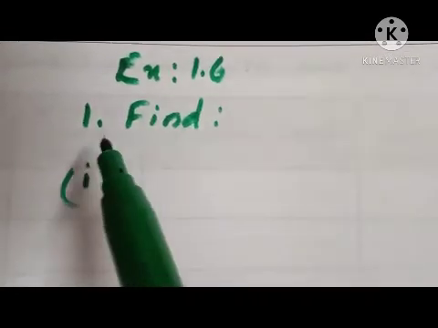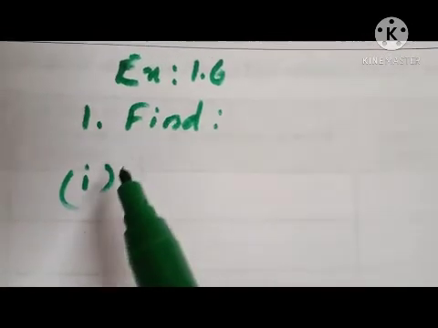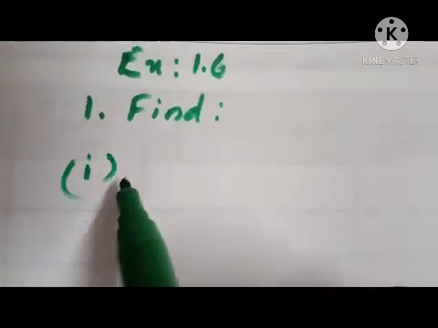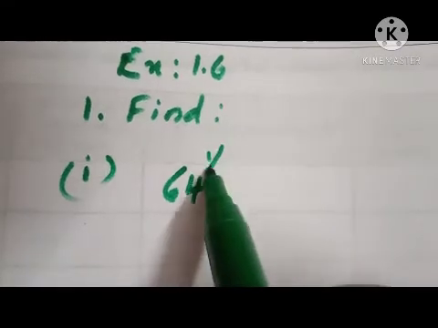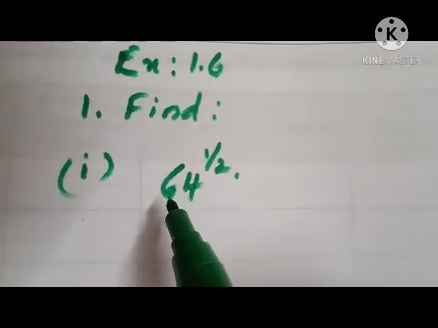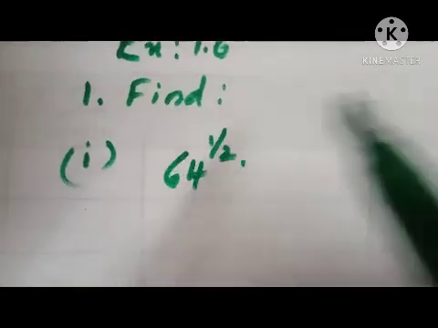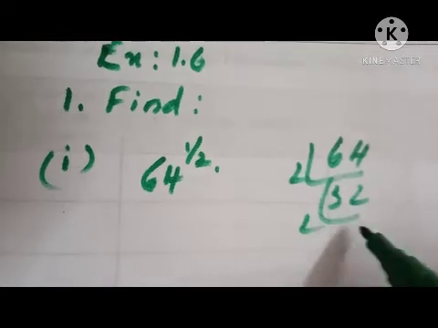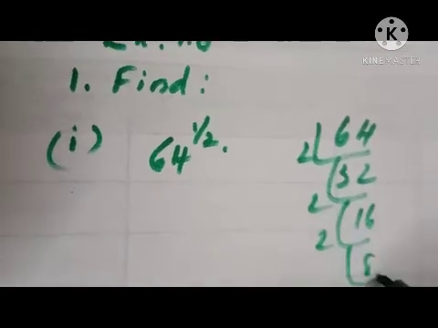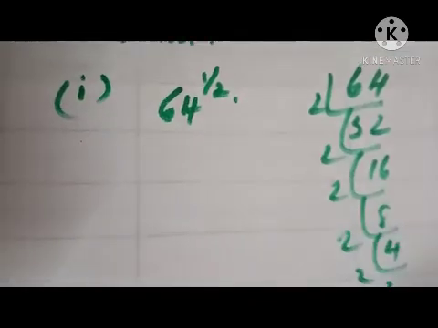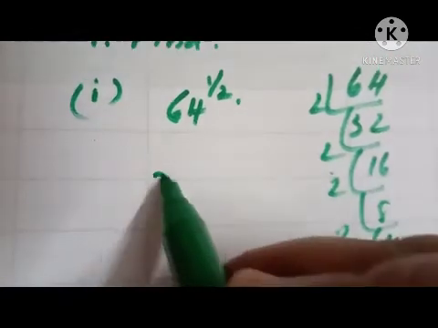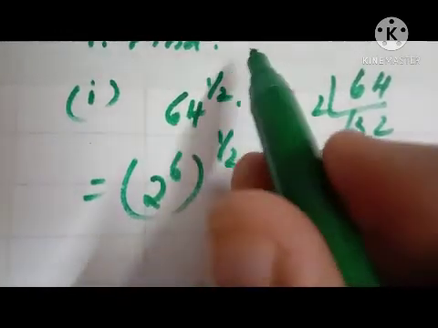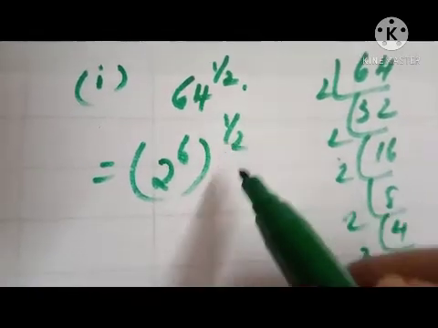Exercise 1.6, first section, find. There are 3 sub-questions in this section. First sub-question is 64 raised to 1 by 2. So here we have to prime factorize 64. When we factorize 64, then we will get 2 raised to what? 2 raised to 6. Then raised to 1 by 2. Right? 64 raised to 1 by 2 means 2 raised to 6 whole raised to 1 by 2.